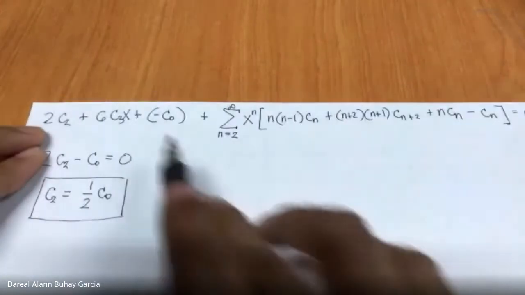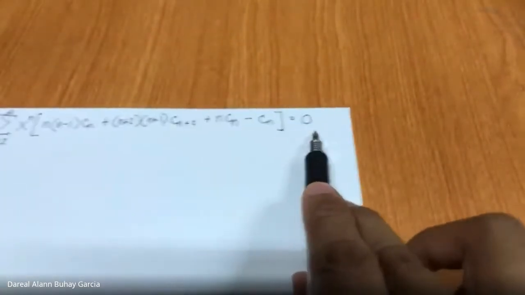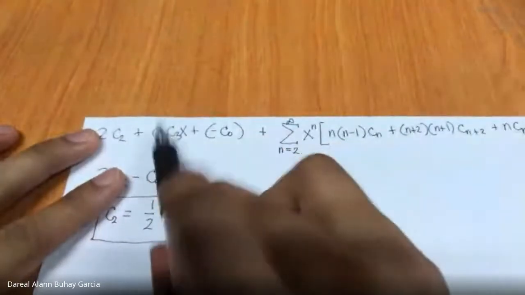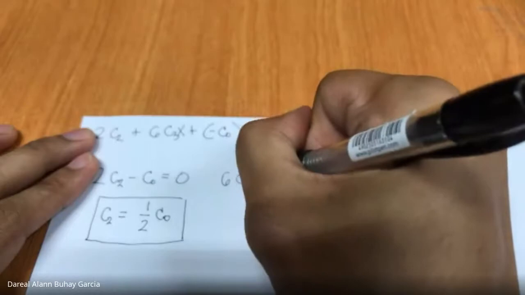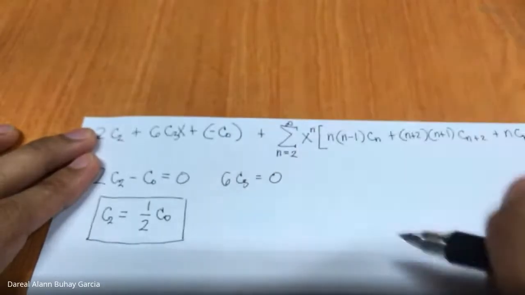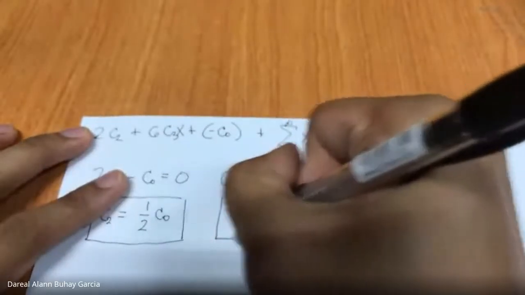Next, ang constants, ang x to the power of 1. No? So, x to the power of 1 sa right-hand side, 0 gyapon. So, 6C3 is equal to 0. So, natin expression for C3. C3 is equal to 0.